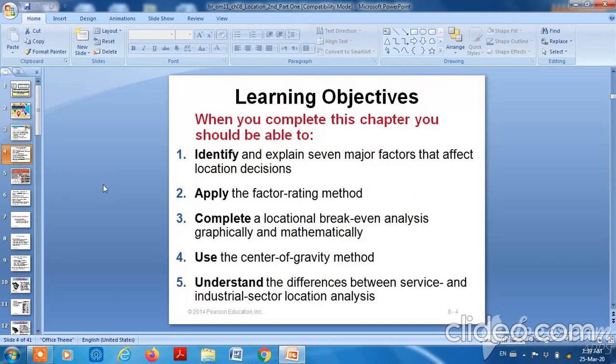The learning objectives for this chapter. When you complete this chapter, you should be able to: 1. Identify and explain 7 major factors that affect location decisions. 2. Apply the factor rating method. 3. Complete a locational break-even analysis graphically and mathematically. 4. Use the center of gravity method. 5. Understand the differences between service and industrial sector location analysis.